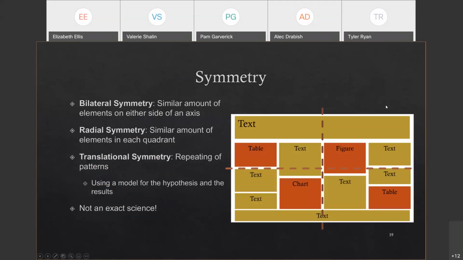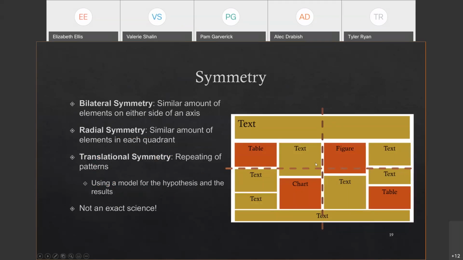All right, so symmetry. Symmetry is related to balance in that it's about having an even distribution. We have three types of symmetry. We have bilateral, which is similar amounts of elements on either side of the axis.